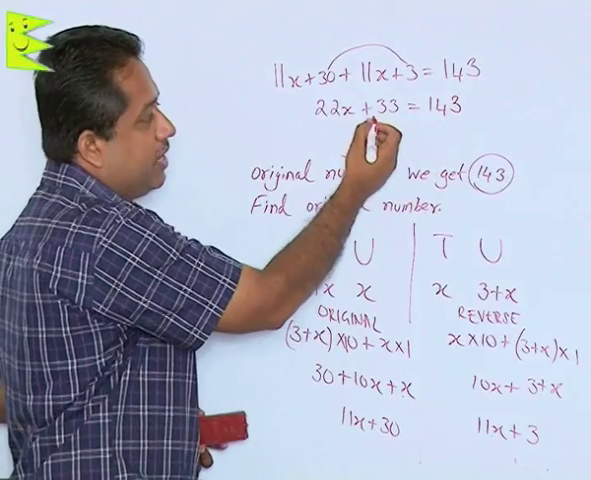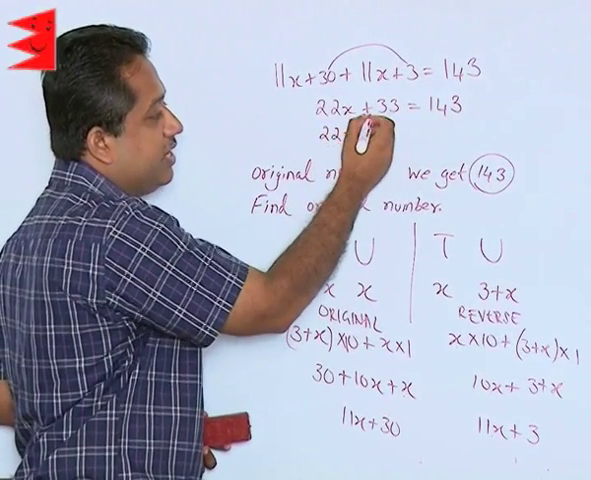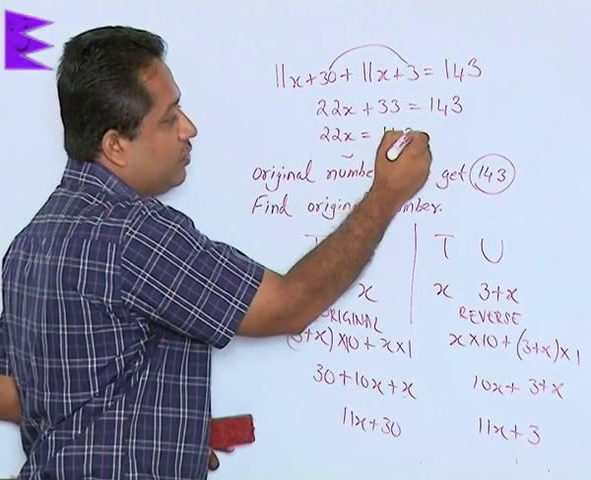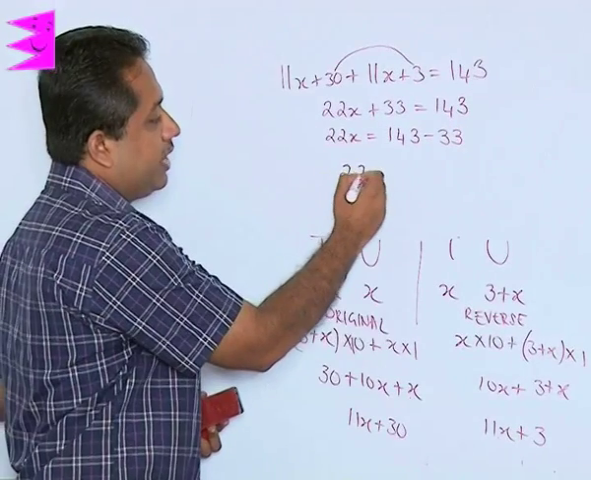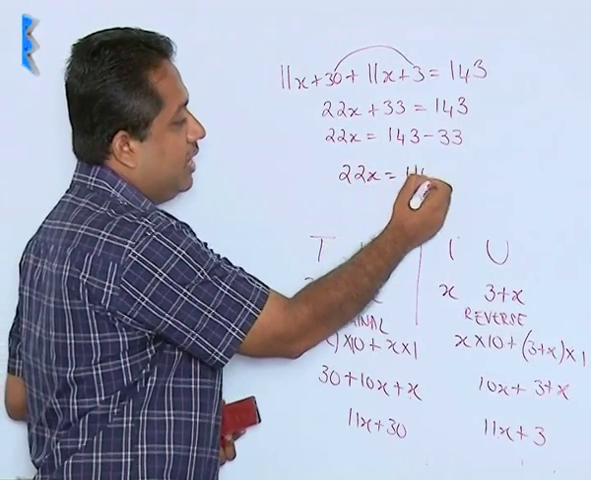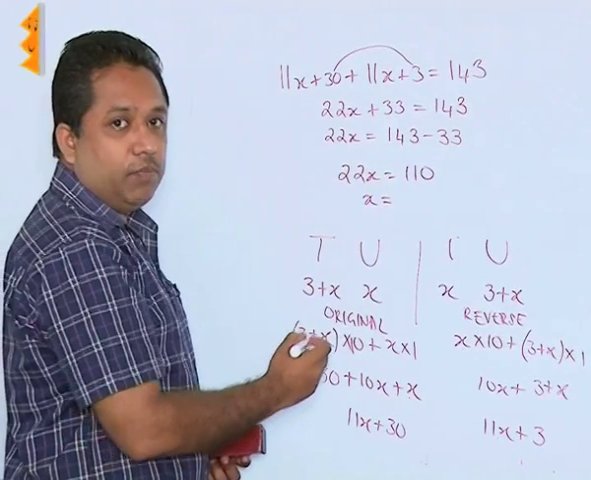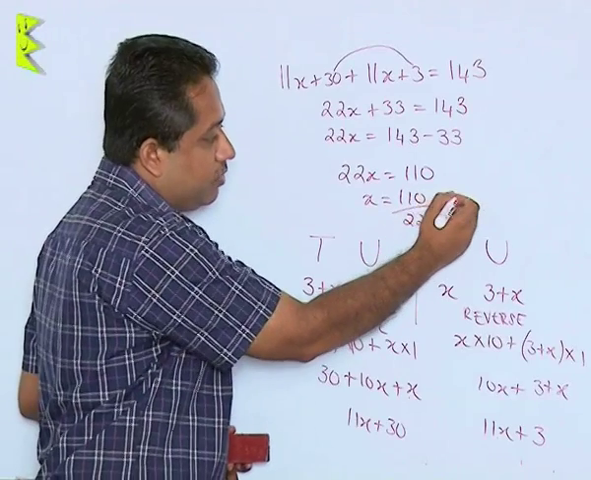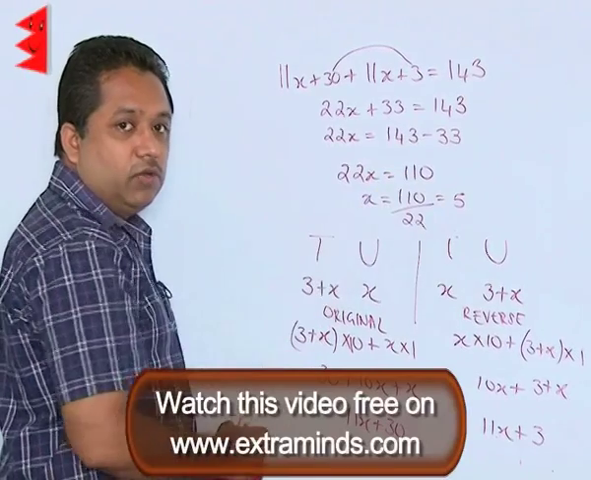This 33 will be transferred to the right side, and when it is transferred the signs will change, the positive will be converted to negative. So, 143 minus 33. So, 22x is equal to 110. So, x value will become 110 upon 22. So, 110 upon 22 is equal to 5. The value of x is 5, but the question is find out the number.